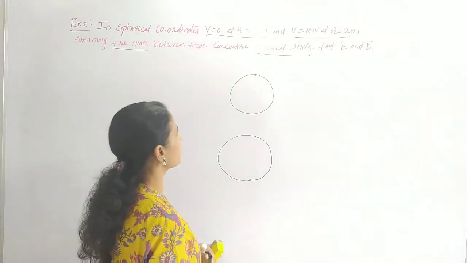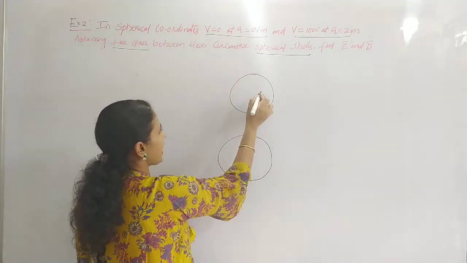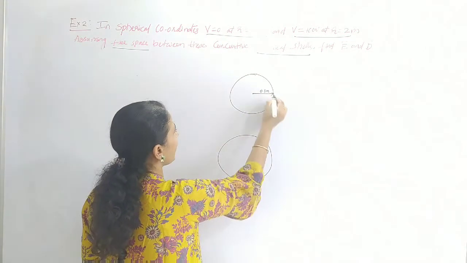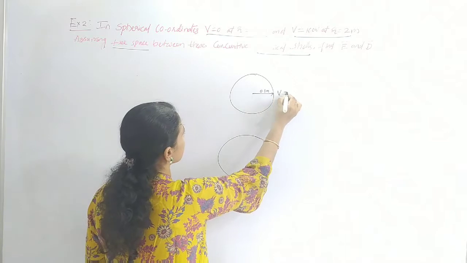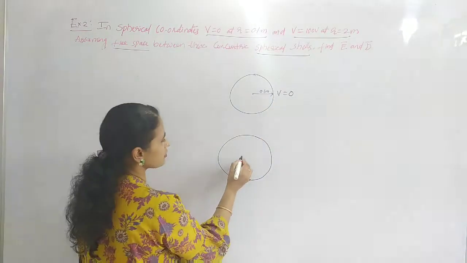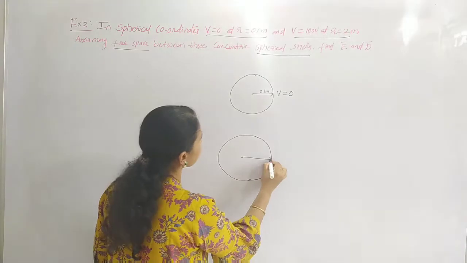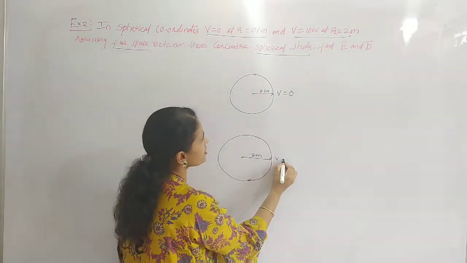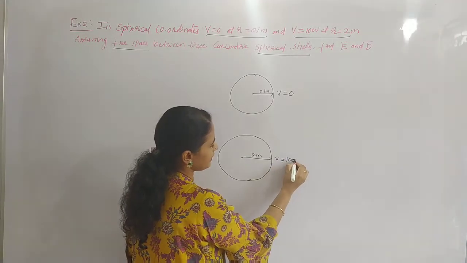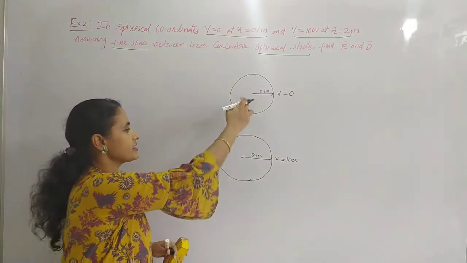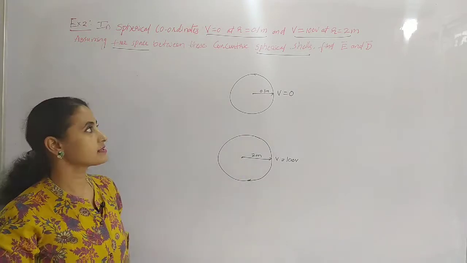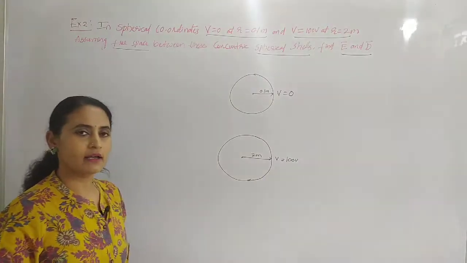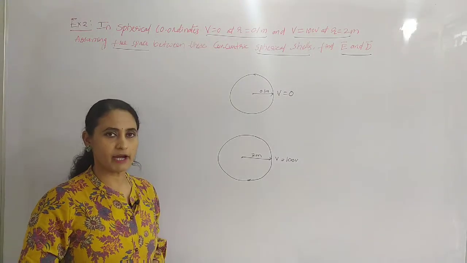There are two spherical shells. The first shell has a radius of 0.1 meter and its potential is 0. We have one more spherical shell whose radius is 2 meters, and the potential is 100 volts. Both these spherical shells are placed in free space. Then we are supposed to find the electric field E bar and the electric flux density D bar.